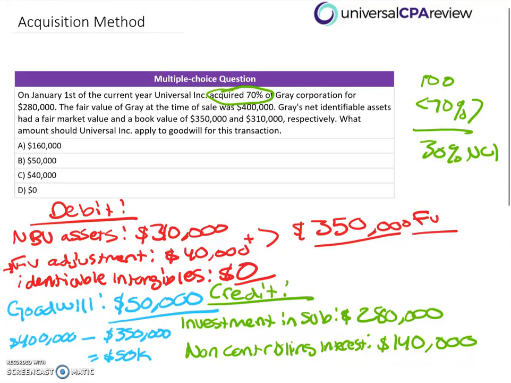So that is generally always going to be the fair value of the equity in the company that we're purchasing. So the fair value of that company is going to be $400,000, and that is going to be less the fair value of the net identifiable assets. So again, that is always going to be our plug, and that is going to be our $50,000 that we're going to get for our goodwill.